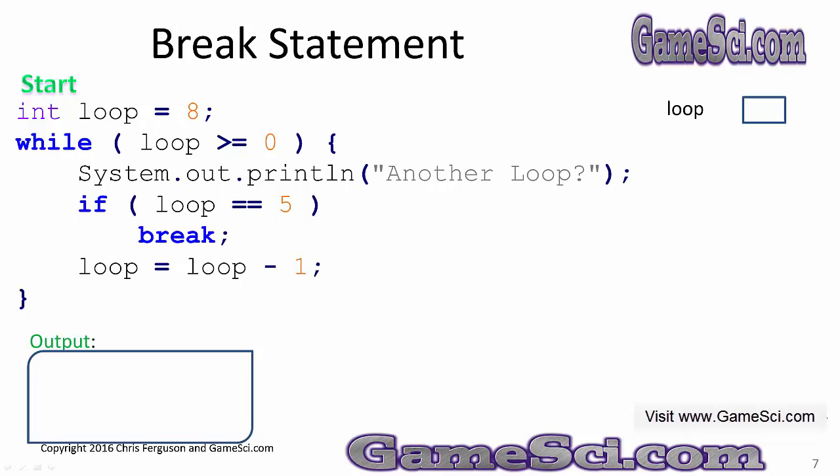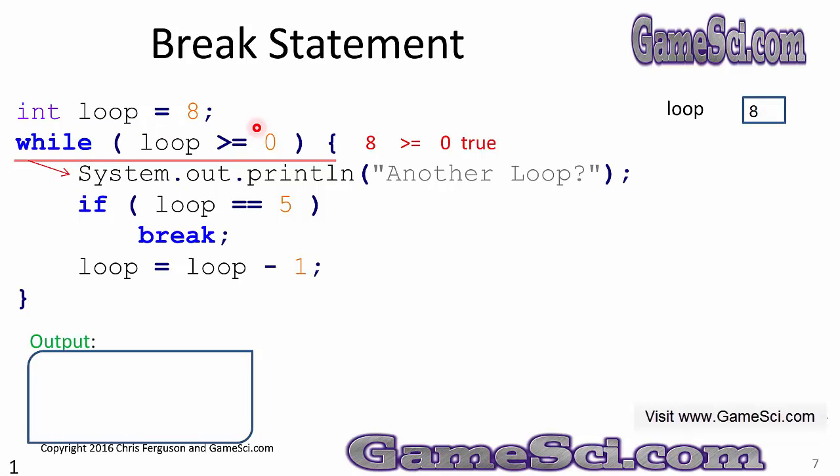This also gives us a good time to review the while loop and see how it works. Let's trace this code. We'll set our loop, our iteration variable, loop to 8. That'll be our starting value, our initial value. Remember, you always initialize the variable that controls the loop before the loop starts. We will then test that variable.